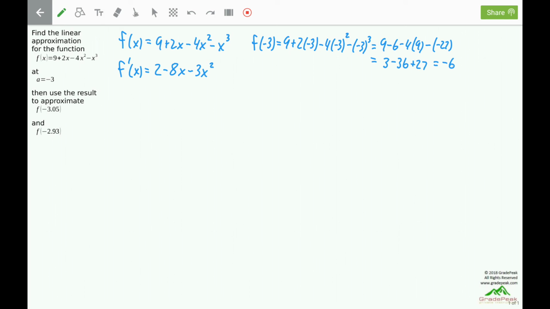The next thing to do is evaluate the derivative f prime also at the a value of negative 3. This will give 2 minus 8 times negative 3 minus 3 times negative 3 squared, which equals 2 minus 8 times minus 3 is plus 24, minus 3 times negative 3 squared is a 9. 2 plus 24 is a 26, minus 3 times 9 is minus 27, 26 minus 27 comes out to a negative 1.